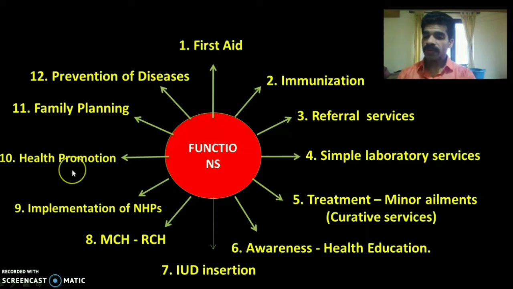Health promotion. So the basic services to promote the health of the people or the health of the family. Then family planning services, especially for the eligible couples, that includes permanent and temporary methods of family planning services. The last one is prevention of diseases, which includes prevention of locally endemic diseases and other epidemic outbreaks. So these are the important 12 different functions of the subcenter, the general functions of the subcenter.